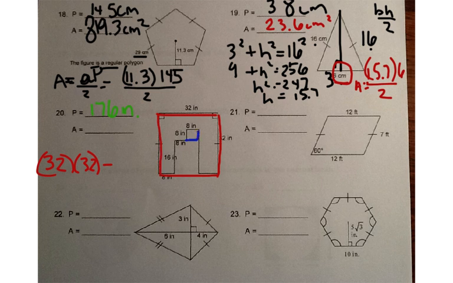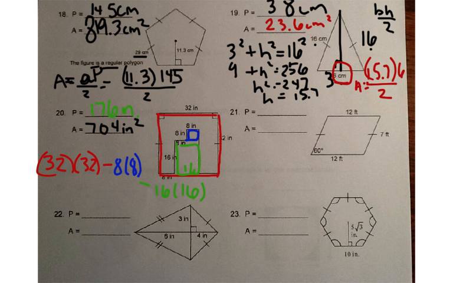I'm going to cut out this little square here, which is 8 by 8. So I'm going to subtract that away. And then I'm also going to cut out this little rectangle here, which is 16 high and 16 wide. So I'm going to subtract out 16 times 16. So if I do that in my calculator, I get an end result of 704 inches squared.